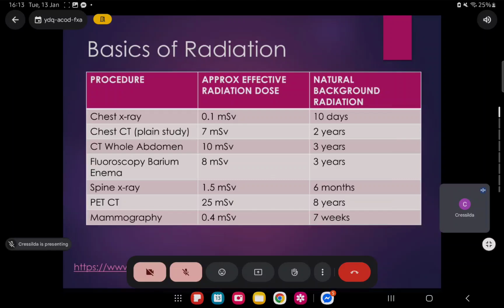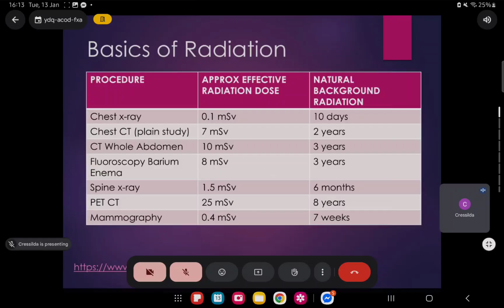We have what we call natural background radiation, which is here. Remember, it is not only medical devices that emit radiation, but a lot of other things do, such as the sun or the microwave machine, and so on and so forth. This is what we call natural background radiation.